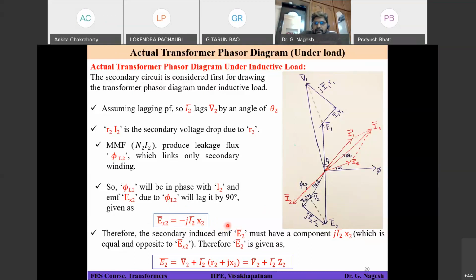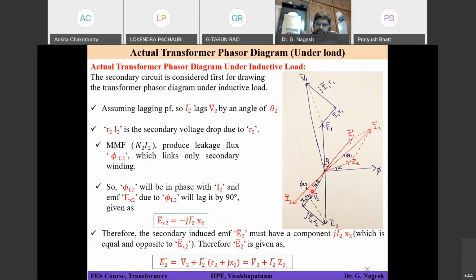And how has φ generated E2, which is lagging φ by 90 degrees. Similarly, φL2 will generate some voltage which will lag φL2 by 90 degrees. Something which is lagging, I want to represent in terms of phasor, I should multiply with minus J. Because here φ is reference, with respect to φ, minus 90 I placed here. With respect to φL2, minus 90 will be somewhere here. If I want to represent that in terms of mathematical form, I should multiply with minus J. That means the vector is in this position.